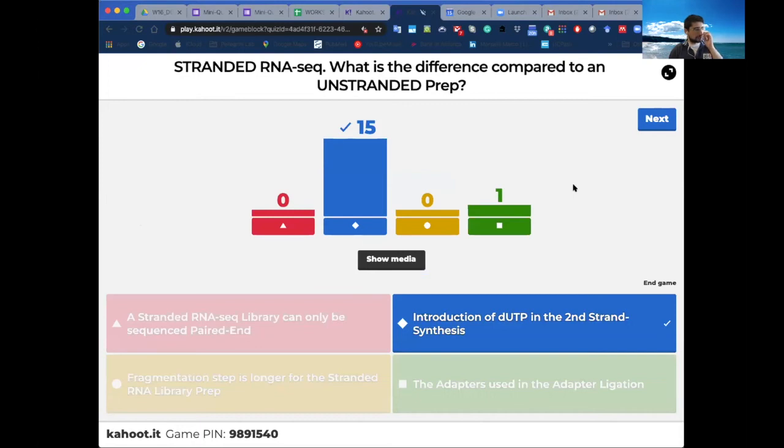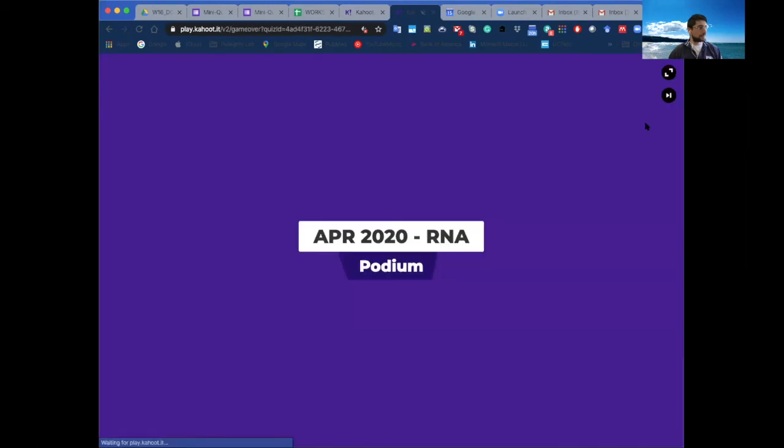And the correct answer is we are introducing dUTPs. So the adapters are exactly the same between the two preparations. We are introducing dUTPs in the second strand synthesis so we can get rid of the second strand, either during the PCR or before the PCR, using an enzyme that degrades the dUTP-containing strand.